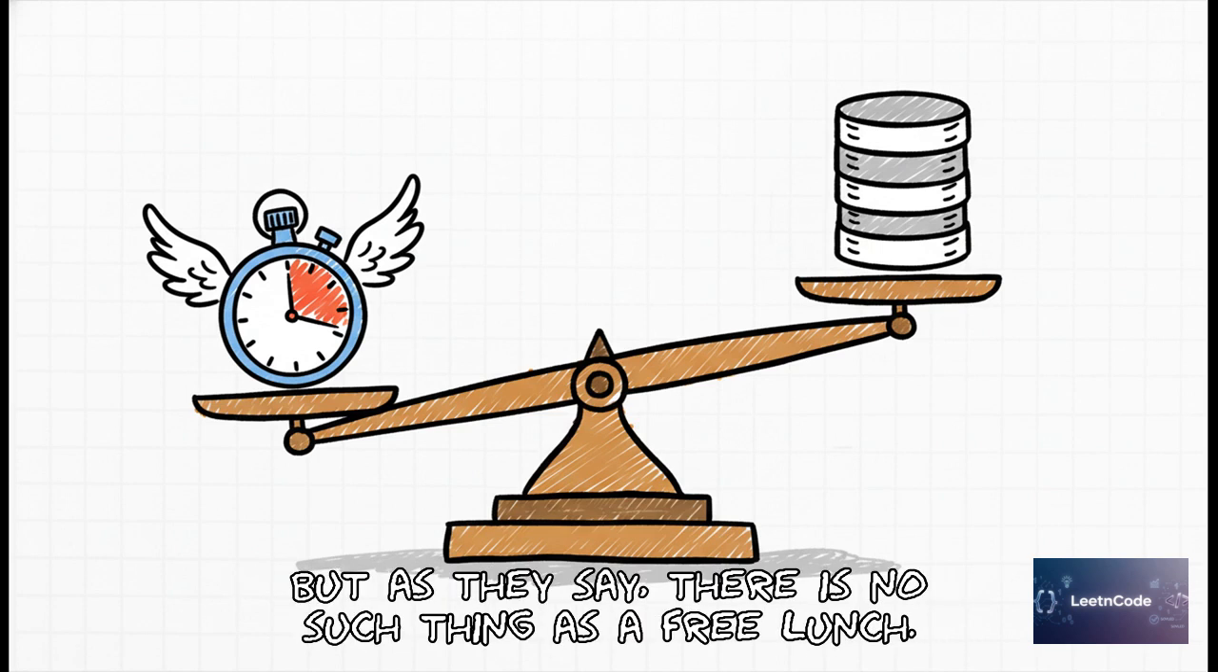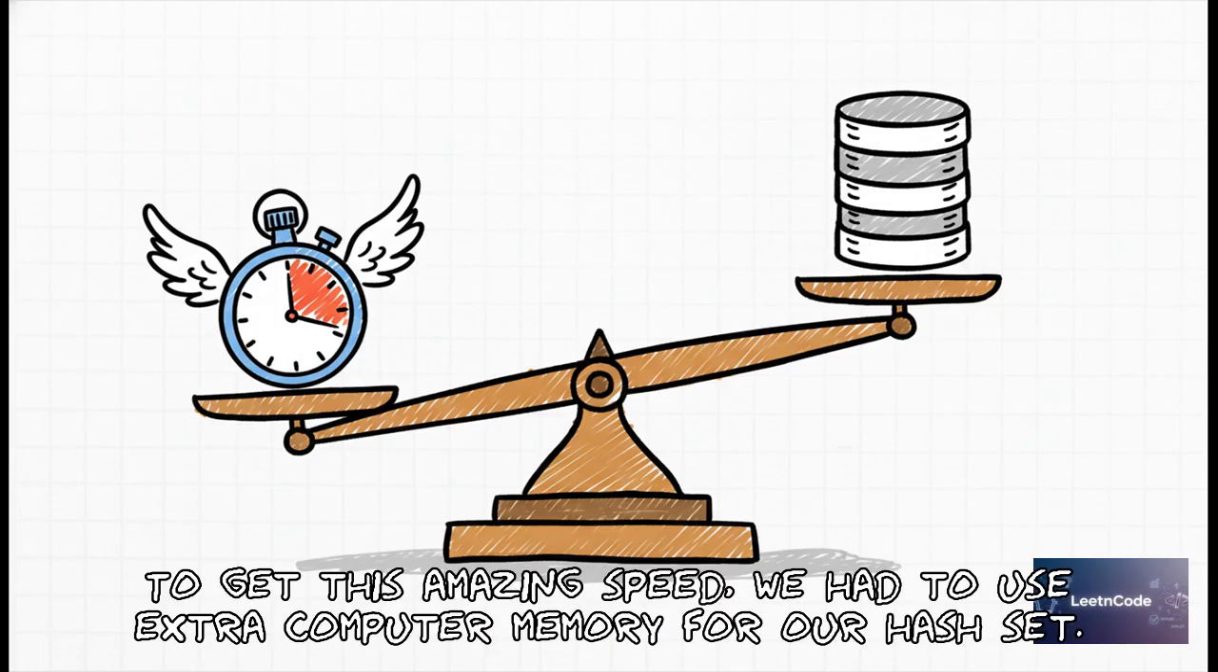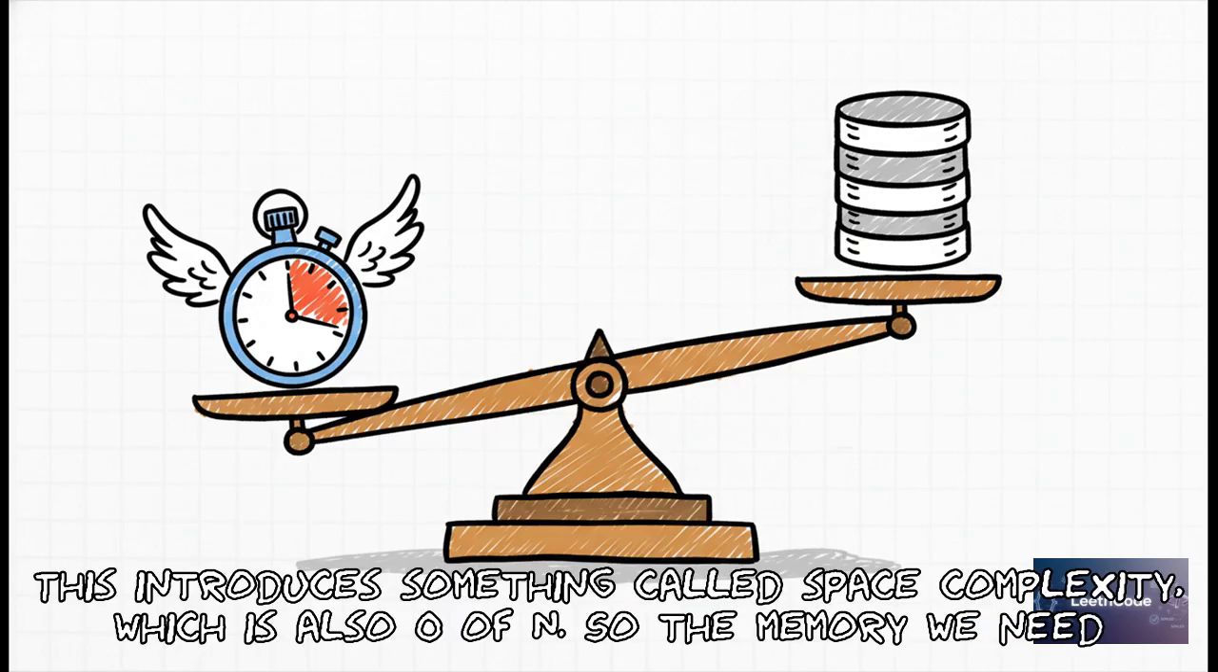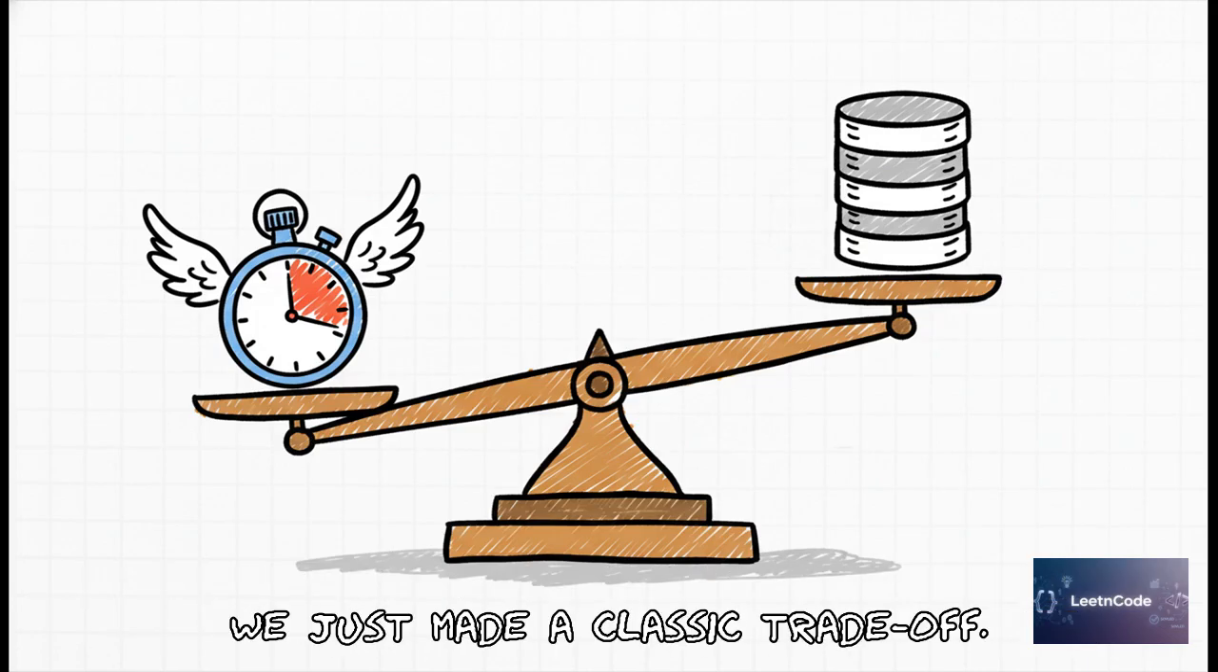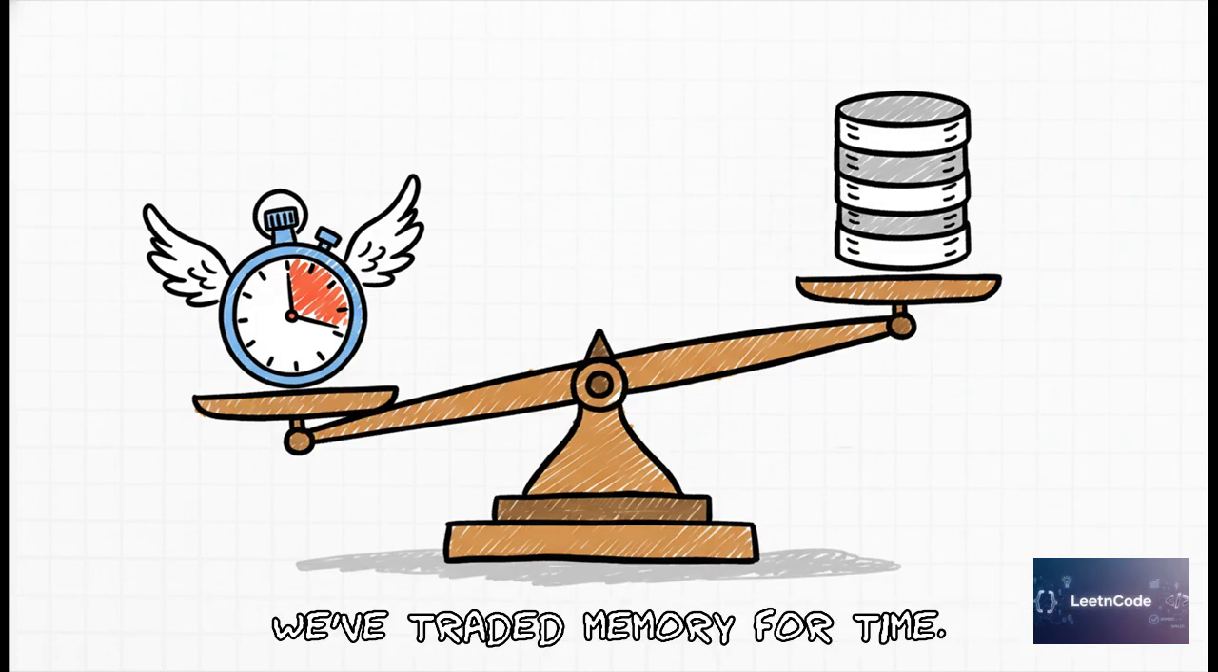But, as they say, there's no such thing as a free lunch. To get this amazing speed, we had to use extra computer memory for our hash set. This introduces something called space complexity, which is also O of n. So the memory we need also grows in a line with the list size. We just made a classic trade-off. We've traded memory for time.